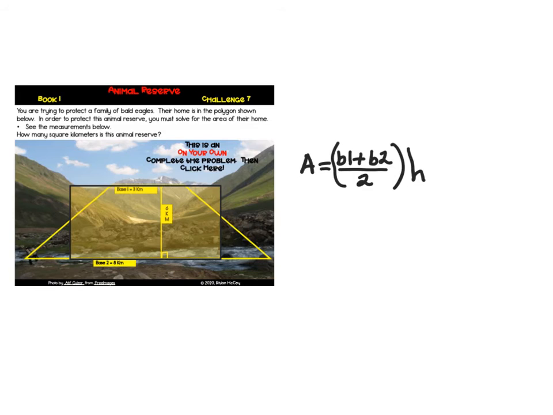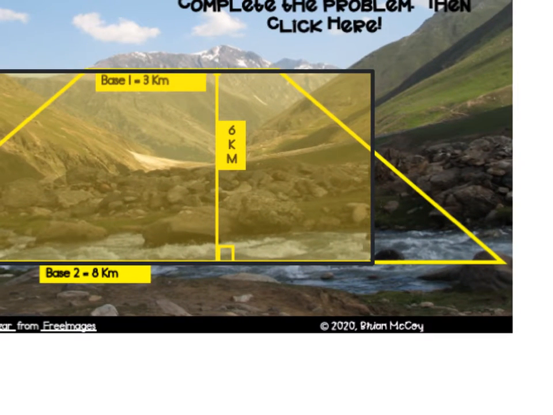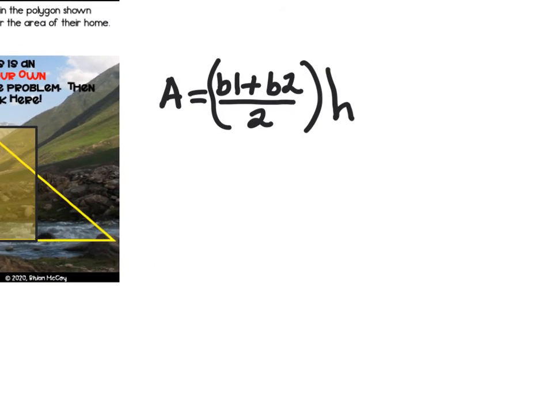So I can't even read that, my friends. All right, so base, actually I did it a bit backwards. Here's base 1. It doesn't really matter because you're just adding these two together. So base 1 is 3 kilometers and base 2 is 8 kilometers. So let's go ahead and plug in the numbers.